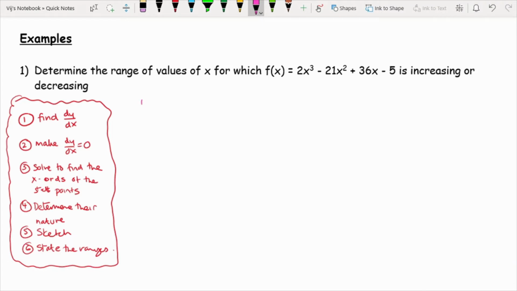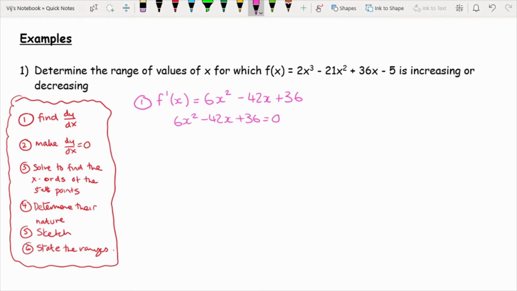The nice thing about this particular question is that there are no fractions or square roots, so I don't need to worry about rewriting the original function, and I can go straight into differentiating it. So what we've got is 6x squared minus 42x plus 36. I then want to solve that, so I've got 6x squared minus 42x plus 36 equals 0.